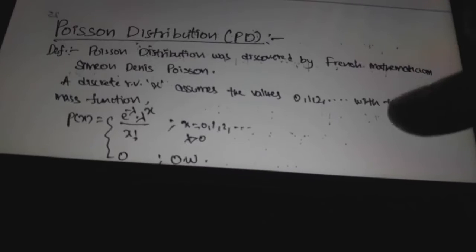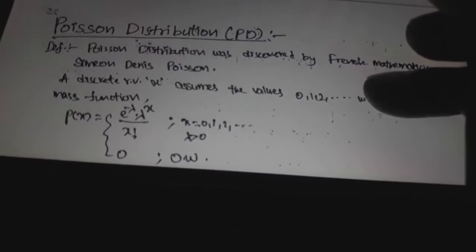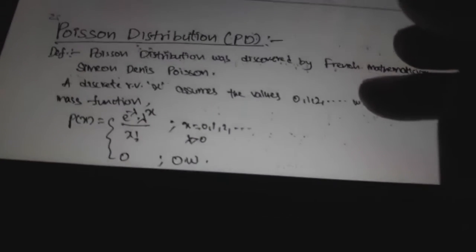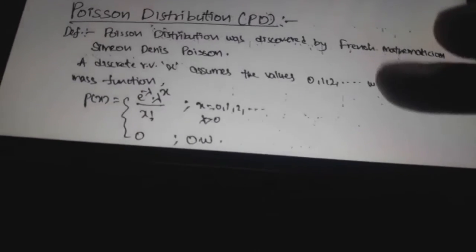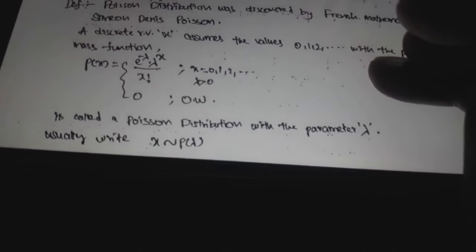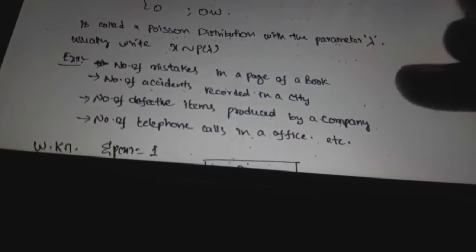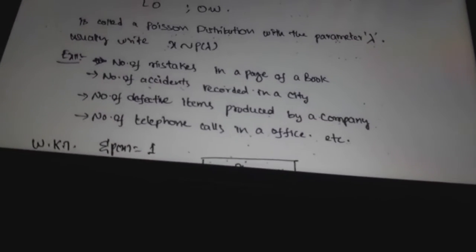This Poisson distribution was discovered by the French mathematician Simon Denis Poisson. That's why this distribution is called Poisson distribution. A discrete random variable x assumes the values 0, 1, 2 and so on with the probability mass function p of x equals e power minus lambda, lambda power x by x factorial, for x equal to 0, 1, 2 and so on. This is called a Poisson distribution with parameter lambda. Simply this is considered as x follows P of lambda, meaning x follows Poisson distribution with parameter lambda.